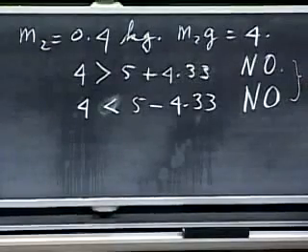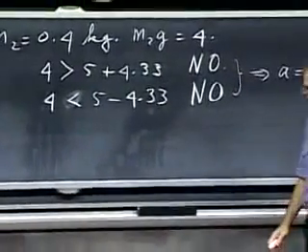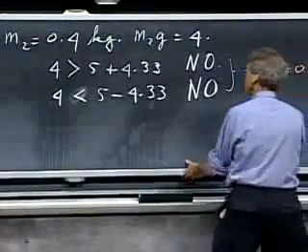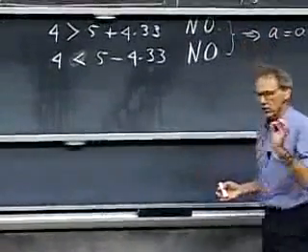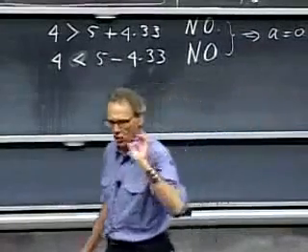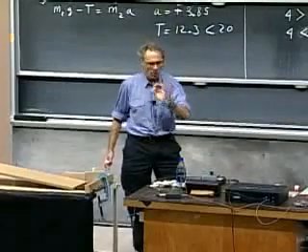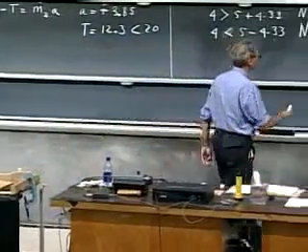Conclusion: A is 0. The object will not be accelerated. And the frictional force is going to adjust along the x direction so that the acceleration indeed is 0. How does the frictional force do that?